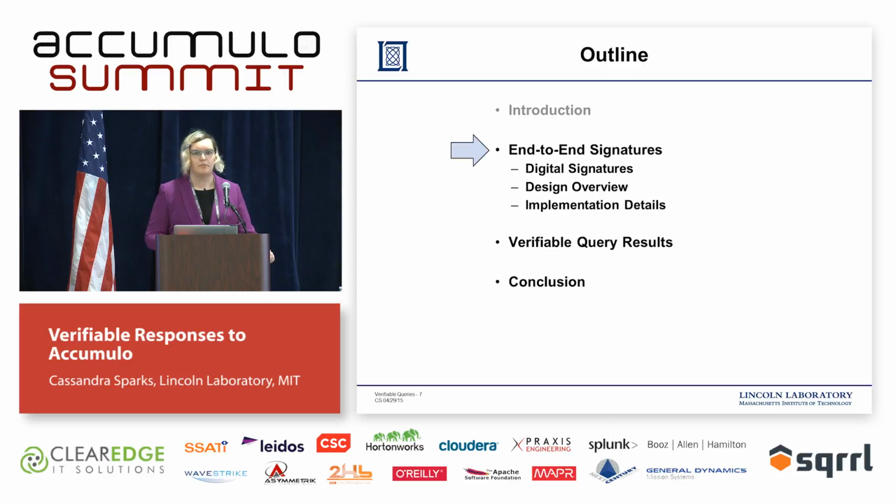So first I'll talk a little bit about the end-to-end signatures. And so there's several components to this. I'll talk about how digital signatures work for those of you who aren't familiar with them. And I'll also go into some detail about the design decisions that we had to make in our code on how to fit this into Accumulo's existing structure, and some technical details about the code that we have and the implementation that we've already come up with.